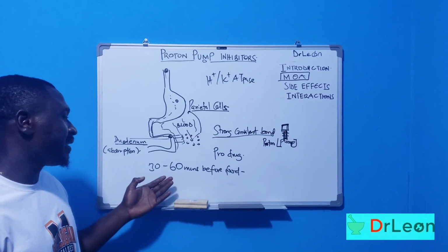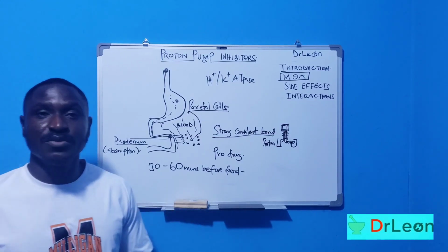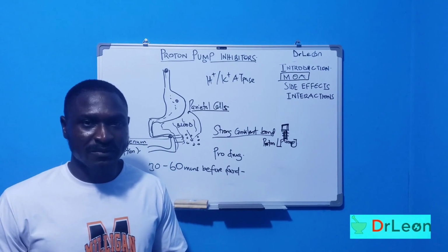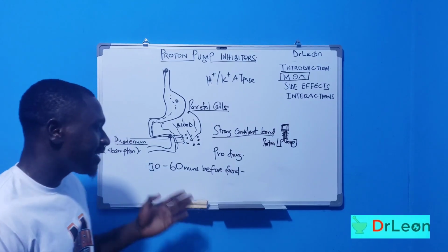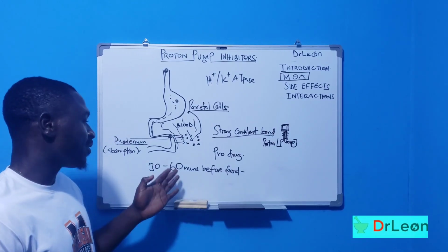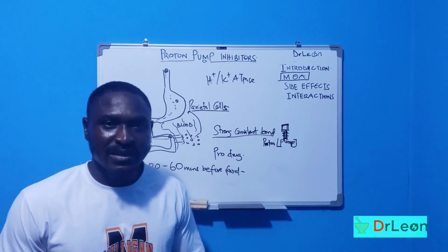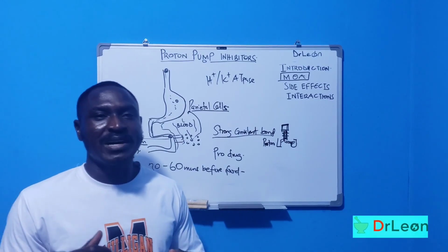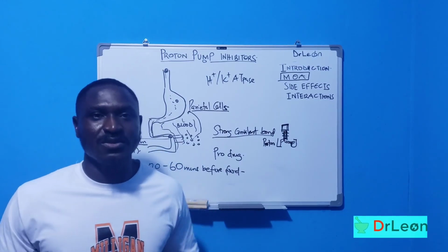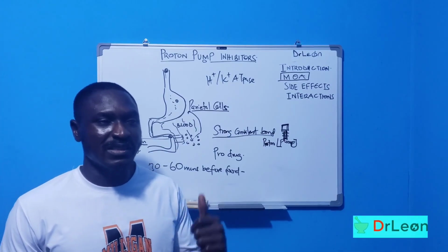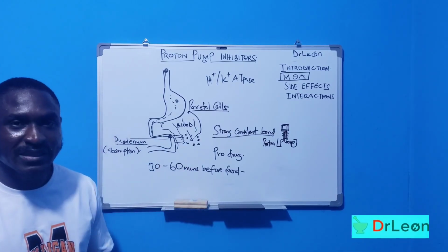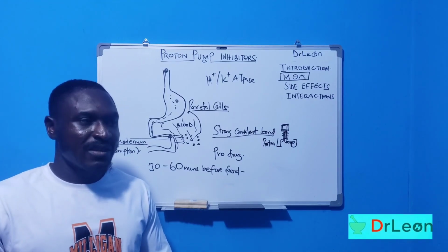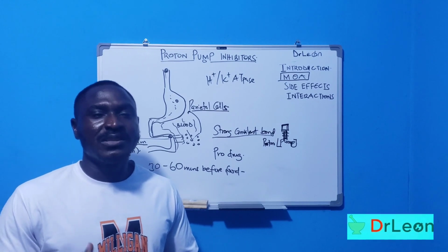Activated. So taking the medication 30 to 60 minutes before food, first of all, allows the drug to be activated. Also, around that time the pumps are actively functioning, or actively secreting. And mind you, as we said, the proton pump inhibitors form a covalent bond with the actively secreting pumps.